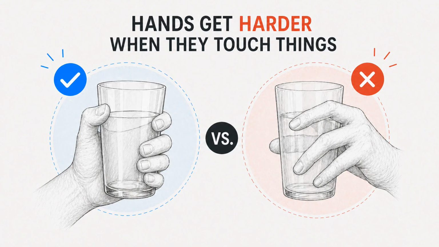Hands become even harder when they interact with objects. Holding a pencil, playing guitar, tying shoes, or gripping a glass requires physical contact. The fingers must wrap around the object in a believable way. That is much harder than drawing a hand floating by itself.